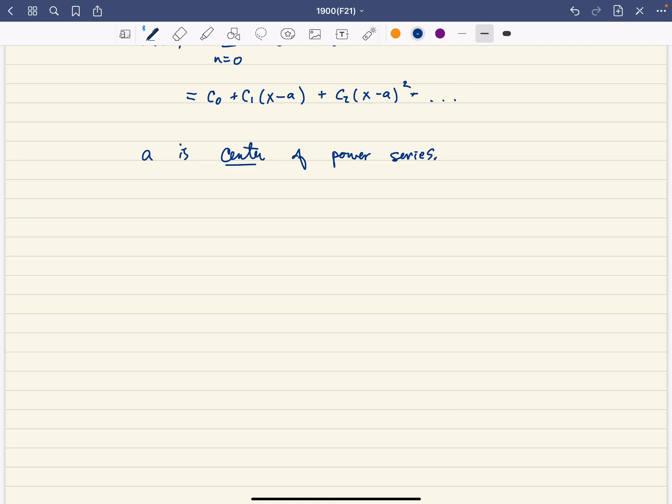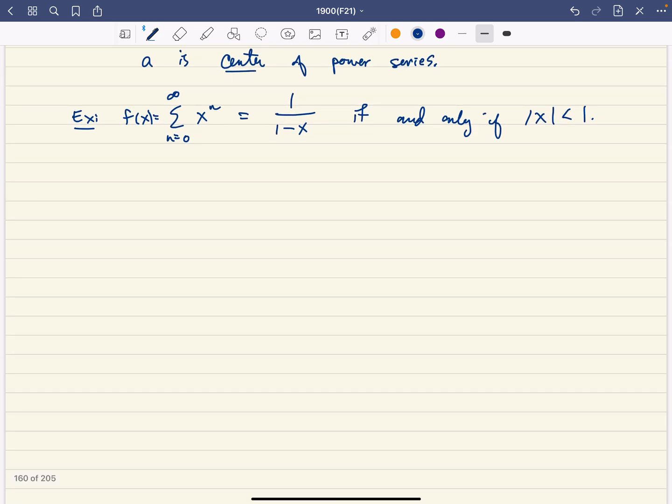Now, we've seen some examples. In fact, we know from what we've learned about geometric series that if I take a function f and define it as the sum of x to the n as n goes from 0 to infinity, this converges. Not only do we know that it converges, I might as well say it converges to 1 over 1 minus x if and only if the absolute value of x is less than 1. That's something that we already know about all geometric series.